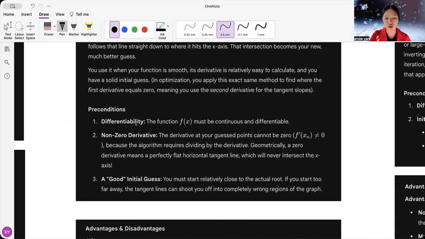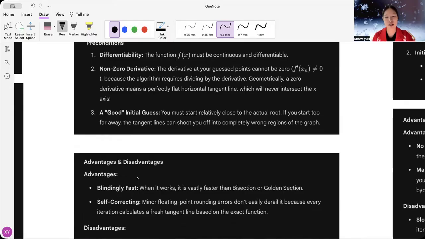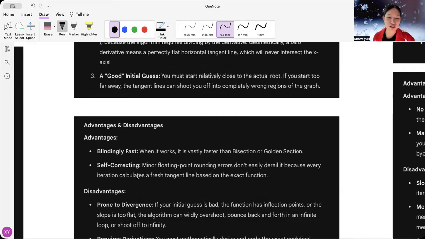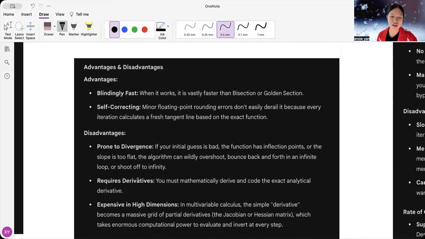Basically, it requires differentiability. We need it to be continuous and differentiable, with a non-zero derivative because we're taking a tangent, right? And then you need to have a good initial guess. If it's initially off by quite a lot, then your approximation can be quite off in a chain effect. And then the advantage is that it's fast and self-correcting.